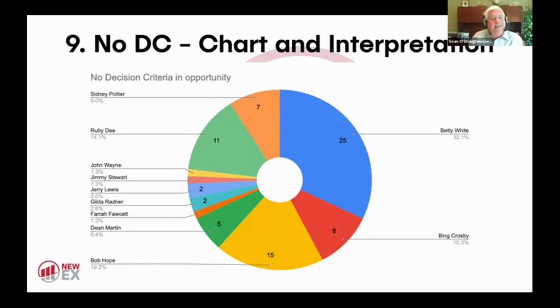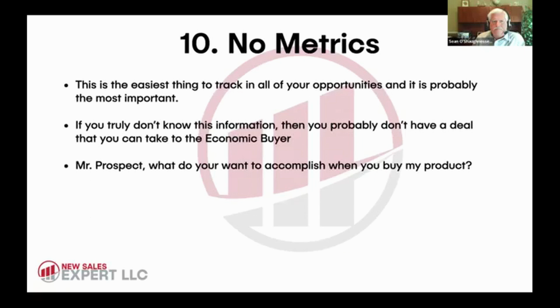Got some problems with Sydney. Sydney wasn't a problem before. He doesn't like decision criteria. Ruby, she wasn't a problem either. But you can see Gilda, man, she's still knocking it out. Farah does better in this one than she did on economic buyer. So maybe she needs a little help on economic buyer discussions.